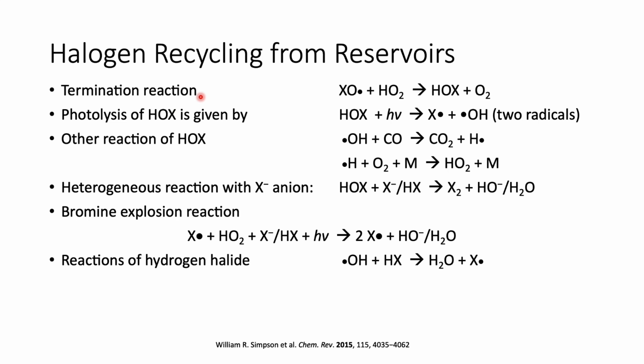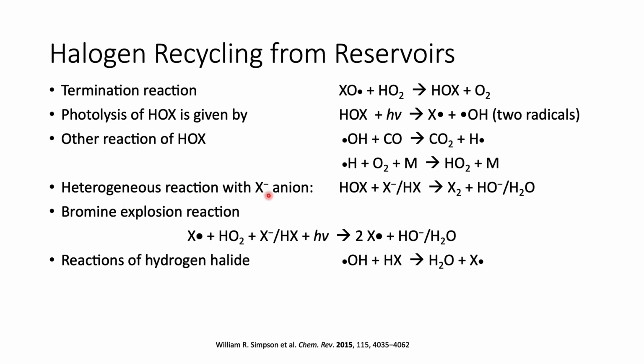The termination reaction for the radical reaction is XO dot reacting with HO2 to give HOX and oxygen. The photolysis of HOX is given by HOX reacting with light to produce X dot and OH dot. So here basically two radicals are produced: X dot is one radical and OH dot is another, the hydroxyl radical. Other reactions of HOX include the hydroxyl radical reacting with carbon monoxide to give carbon dioxide and H dot. The H dot further reacts with oxygen to give HO2 plus M. This HO2 can be consumed in the first reaction as shown here.